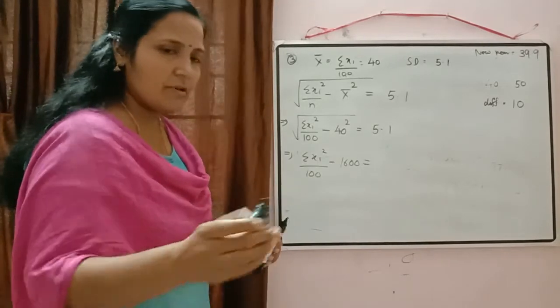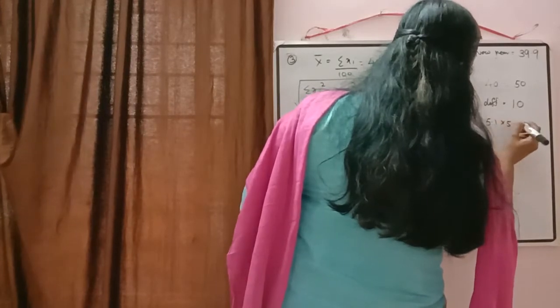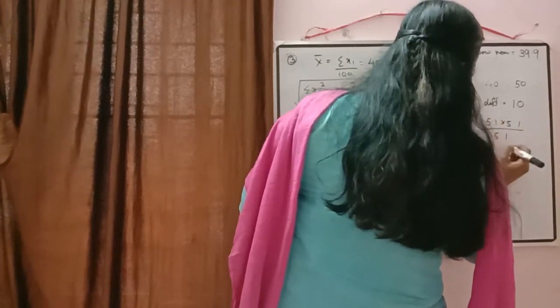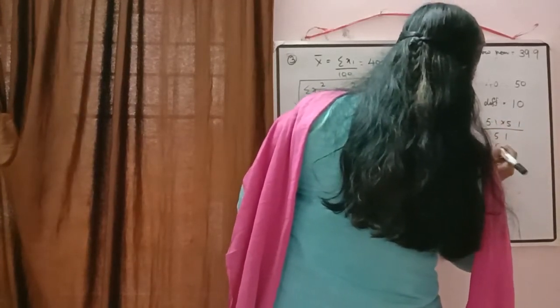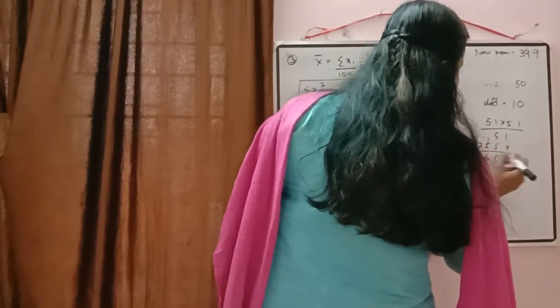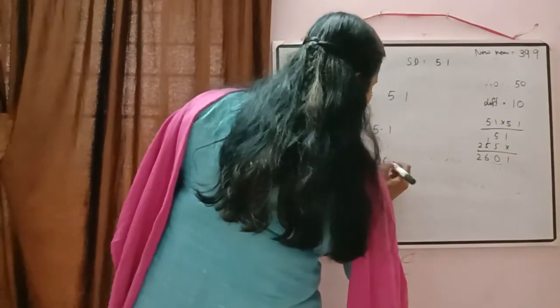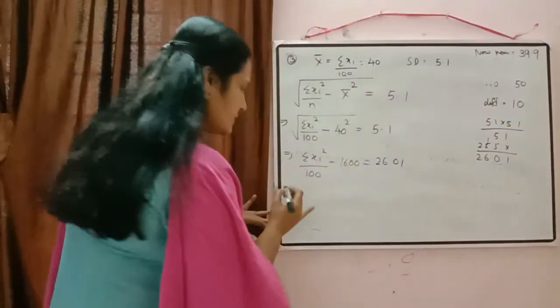So just to check, what will be 5.1 square? Here we can do the multiplication. 5.1 into 5.1. 5 ones are 5, 5 5s are 25. So it will be equal to 26.01. So 5.1 square is 26.01.